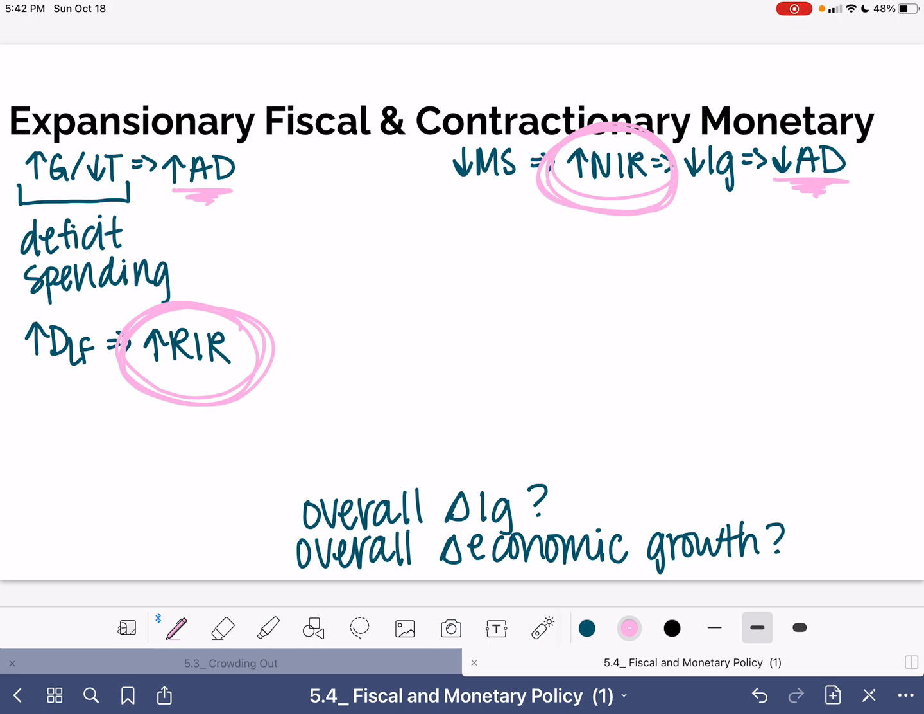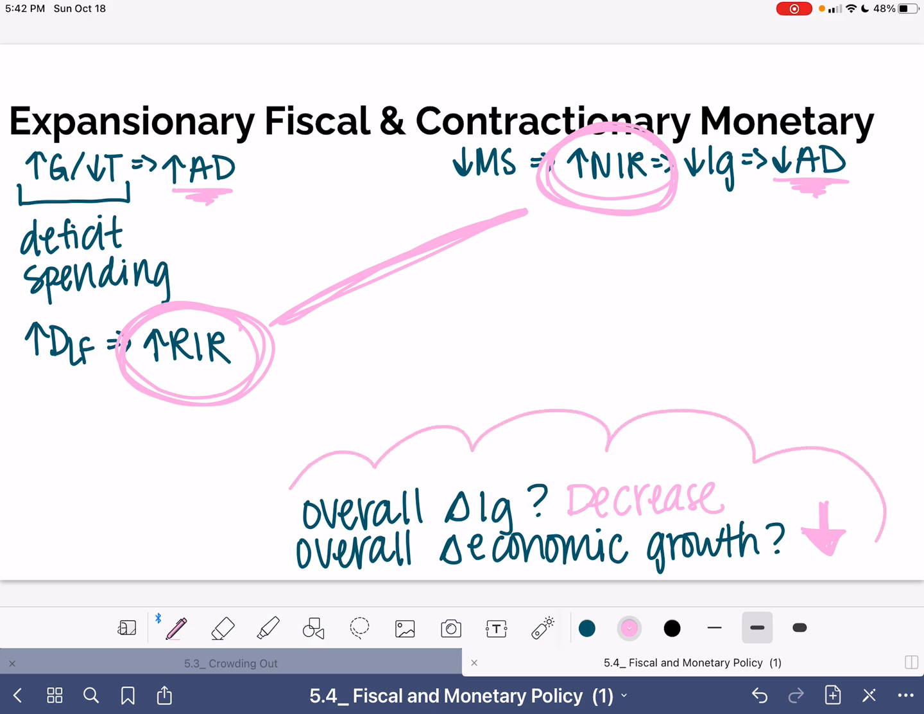So what's going to happen to overall investment spending? Well, it's going to decrease. Interest rates have gone up, so that means investment spending is going to decrease. Well, if investment spending is decreasing, what's going to happen to overall economic growth? It's going to decrease as well. So even though we have conflicting aggregate demand changes, we have the same interest rate change. These are moving in the same direction, which will then cause both of these to change as well, and it happens to be a decreased change.